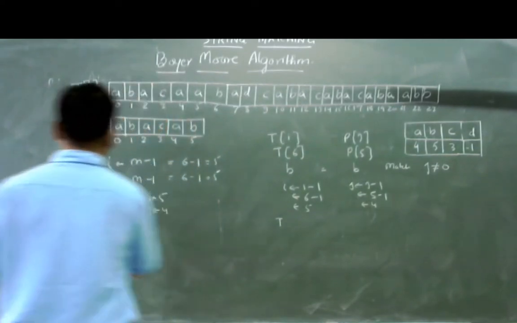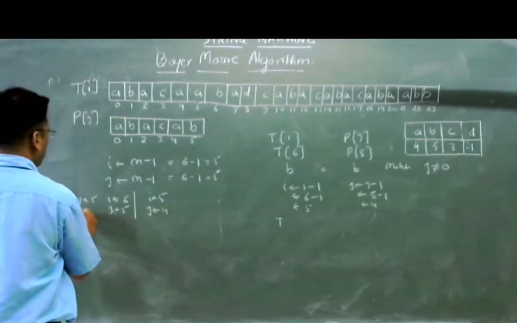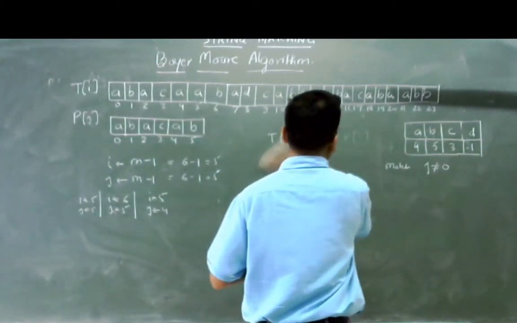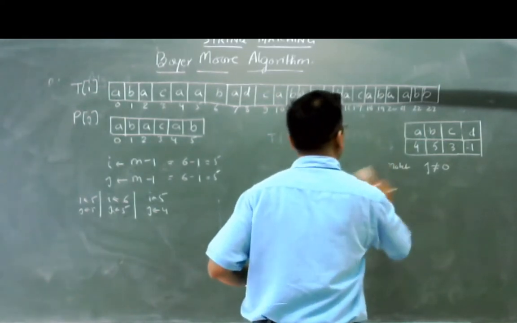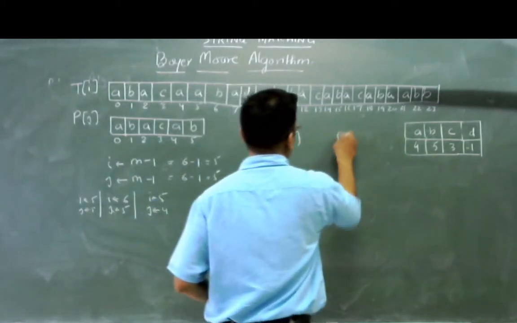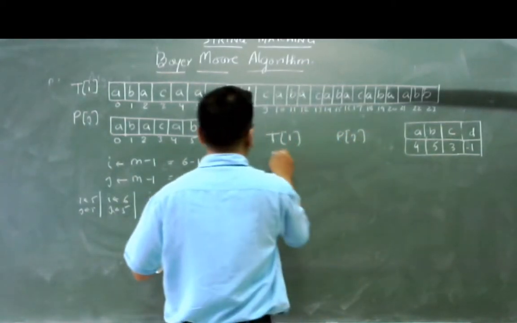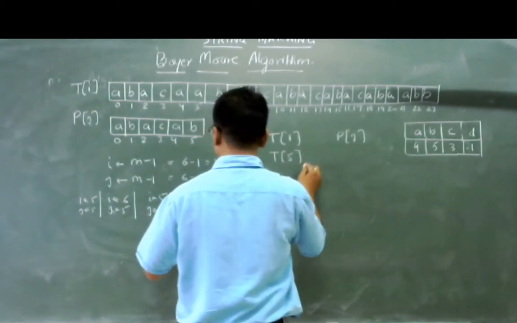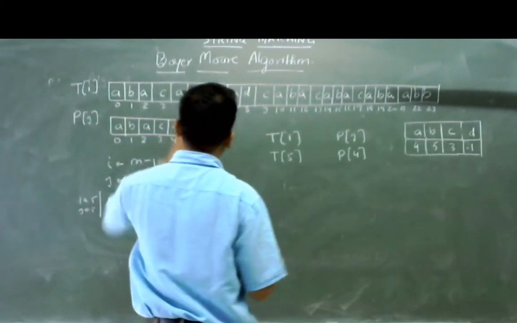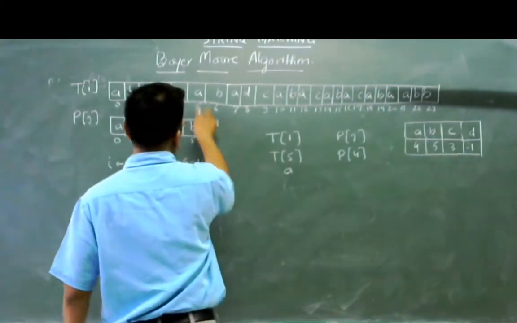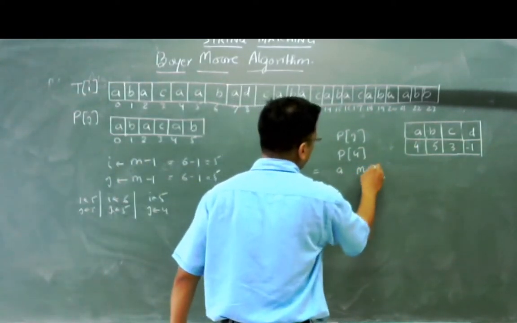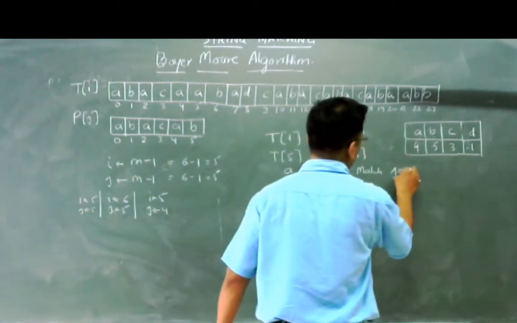I am just marking: initially I was 5 and J was 5, right? Now for this value, Ti would be compared with Pj. So I is equal to 5 and J is equal to 4. And now T5 is equal to A and P4 is equal to A. And match. There is a match, but J is not equal to 0.